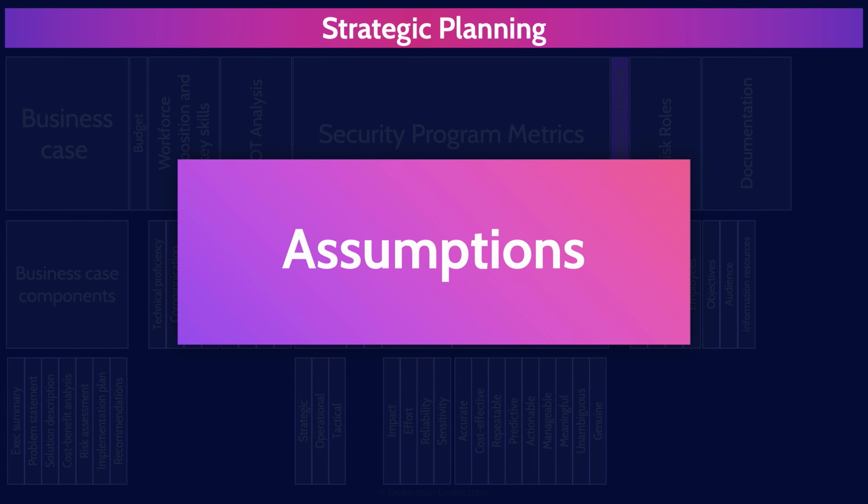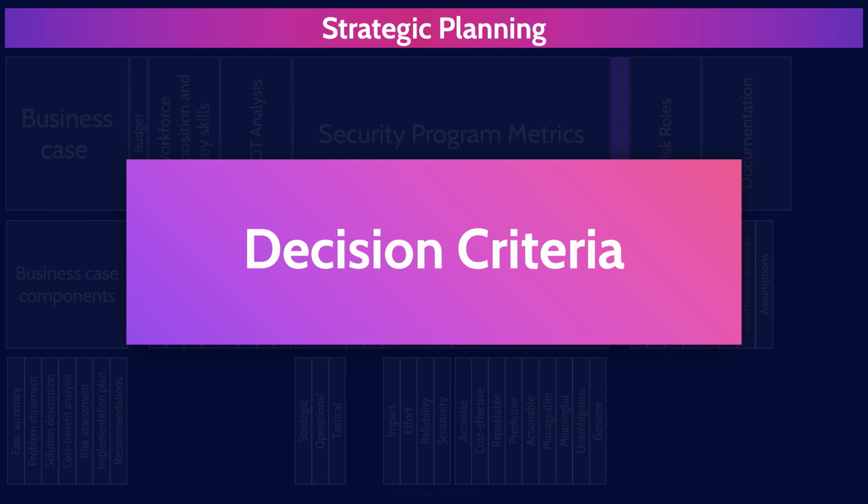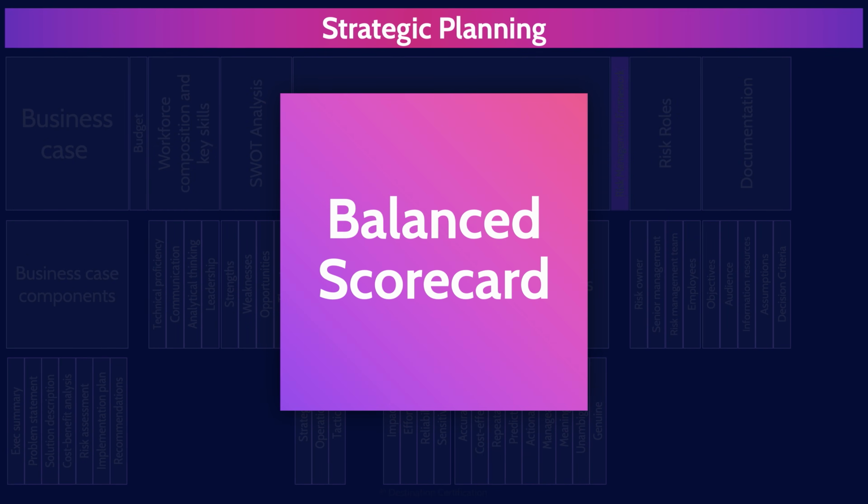Risk assumptions document the underlying beliefs and constraints that shape risk assessments and treatment decisions. Finally, decision criteria establish consistent thresholds and parameters for risk treatment choices, ensuring similar risks receive comparable responses regardless of who performs the assessment. One more big idea before we wrap up, and it's worth the airtime.